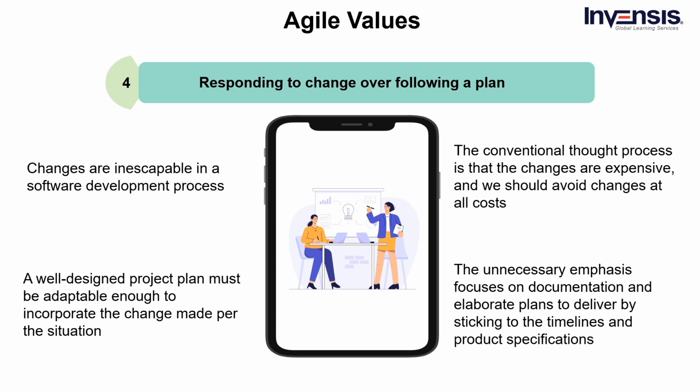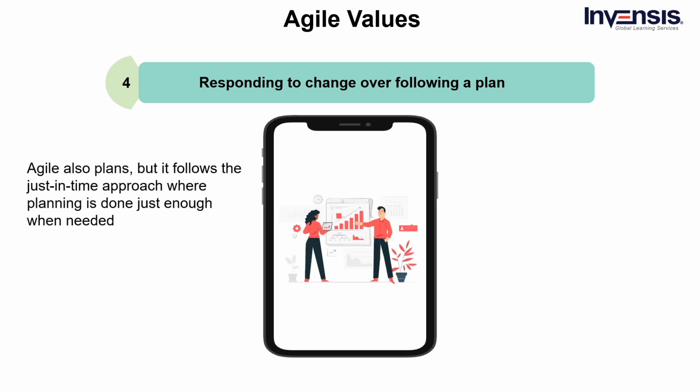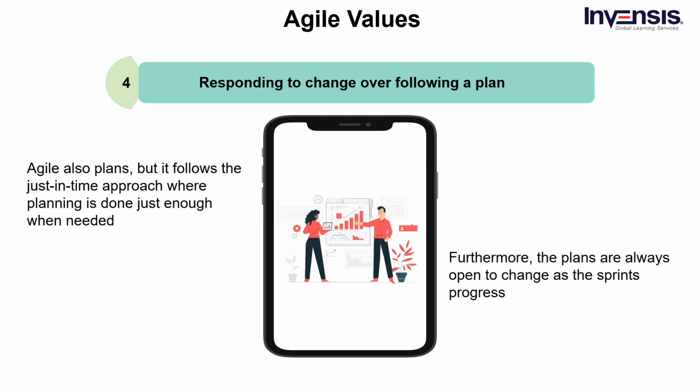The goal is to develop detailed, elaborate plans with a characterized set of features and with everything, for the most part, having as high a priority as everything else, and with a large number of dependencies on delivering in a certain order so that the team can move on to the next piece of the puzzle. Agile also plans, but it follows the just-in-time approach where planning is done just enough when needed. Furthermore, the plans are always open to change as the sprints progress.